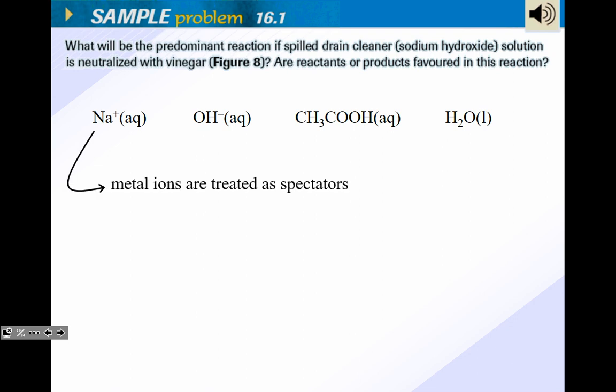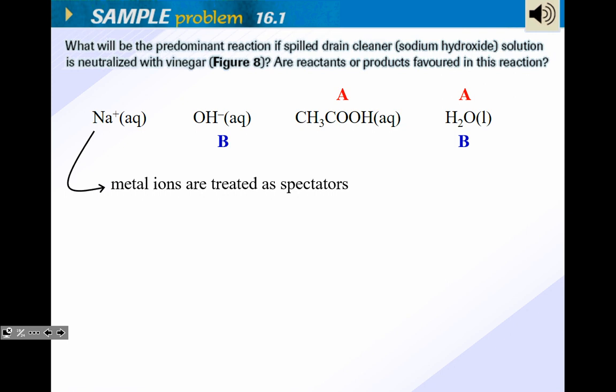So then once you've listed all those out, sodium, you're not going to find it in that table on pages 8 and 9 because it's a metal ion and it's a spectator ion, so it's not really a factor. Identify things as acids or bases.